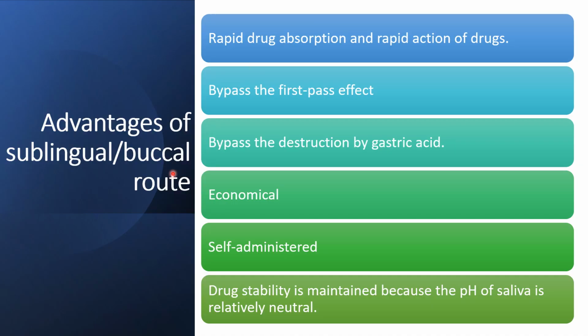So the advantages of this route include, as we have discussed earlier, the absorption would be rapid and action of drug would be rapid. And as in this route the drug would not enter the gastrointestinal tract, it would bypass the first pass effect and bypass the destruction of gastric acid, and the drug stability would also be maintained because it would not enter the gastric pH, and the pH of saliva is neutral, and it is economical, and patient can also self-administer.